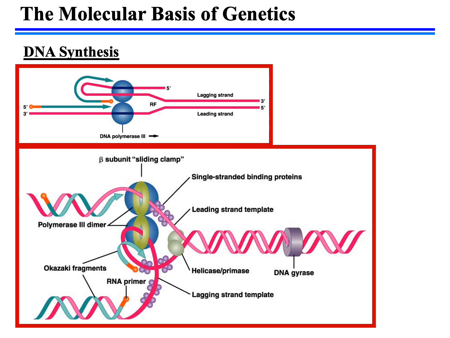DNA polymerase 3, single-stranded binding proteins, preventing closure, helicase, unwinding the DNA, primase, synthesizing the primer, DNA gyrase, also known as topoisomerase, relieving tension, and hence the process continues.